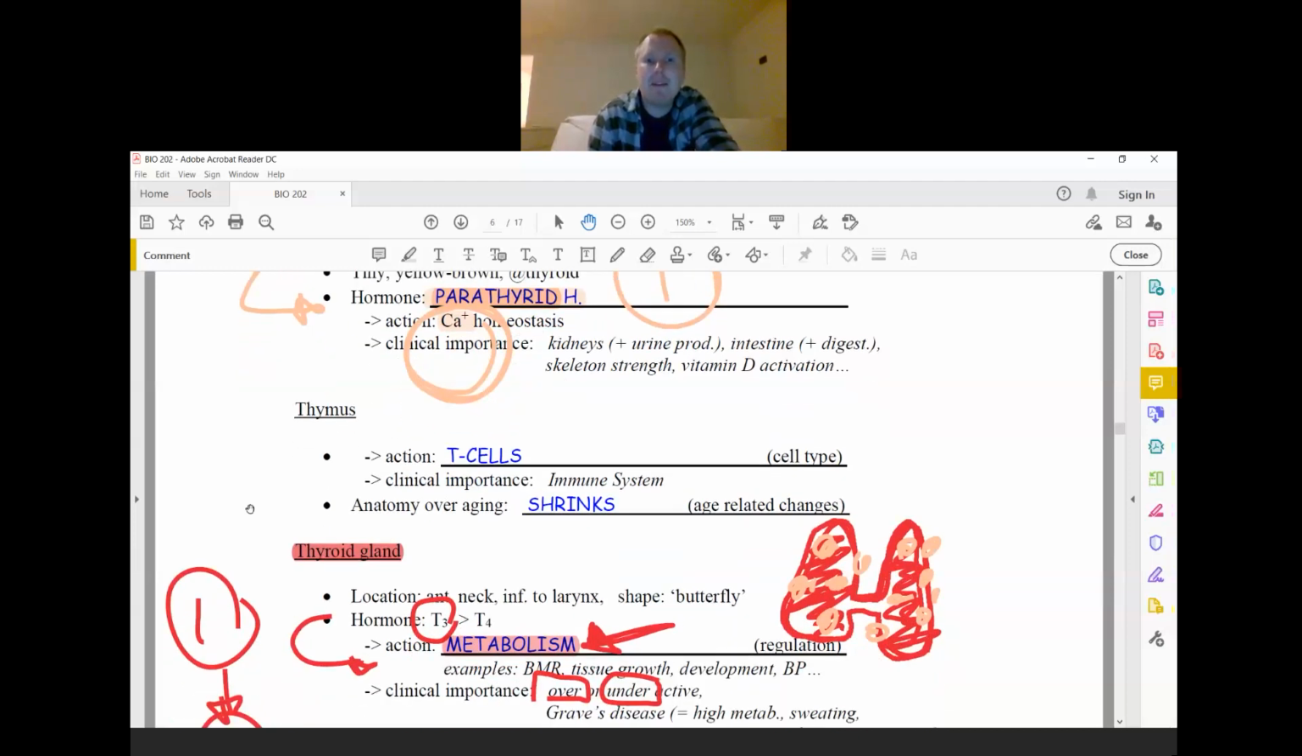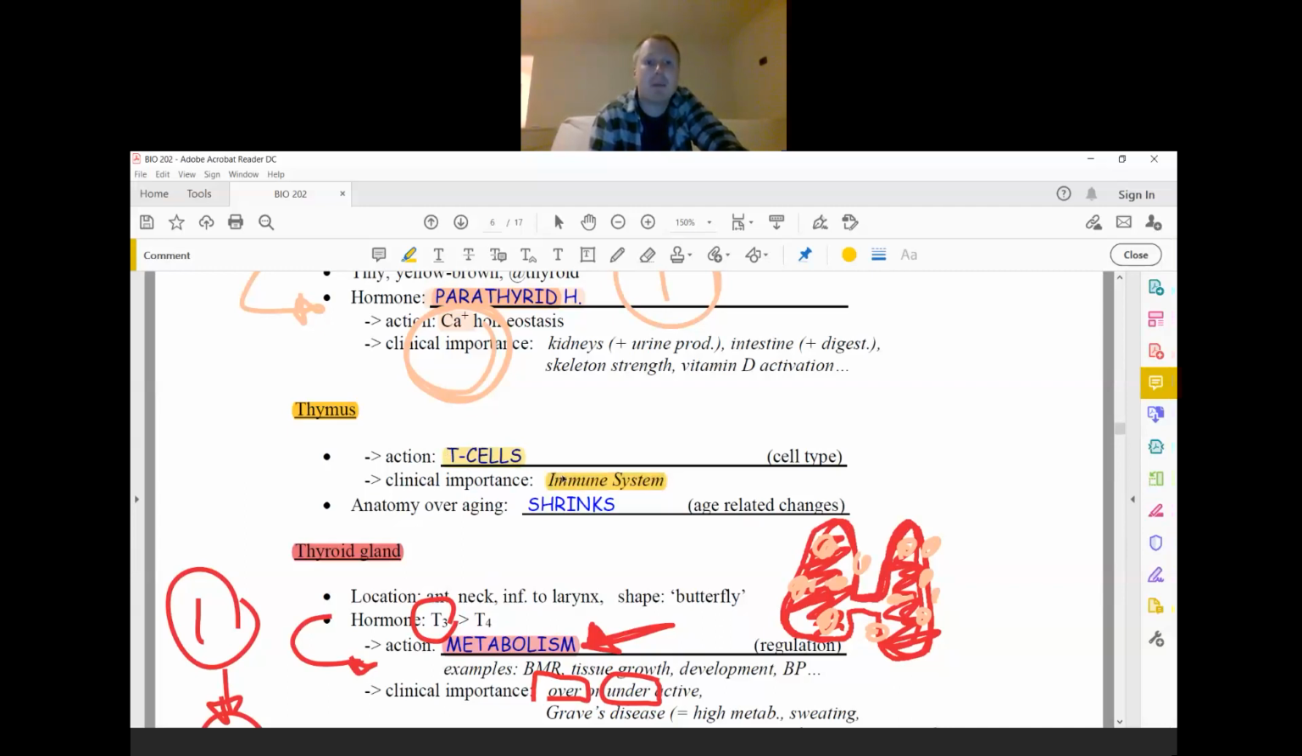Next one that I want to mention is going to be our thymus. So why the thymus is important is again kind of just prepping us for something that we will see later on. It's all to do with your immune system and immunity.